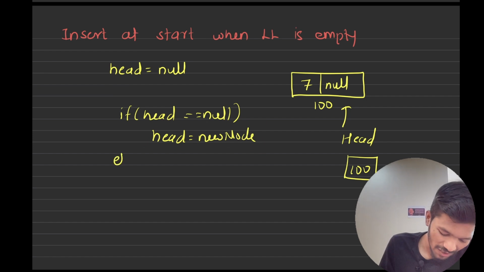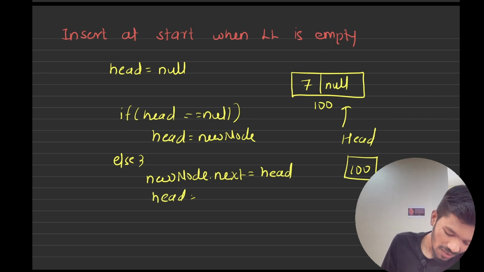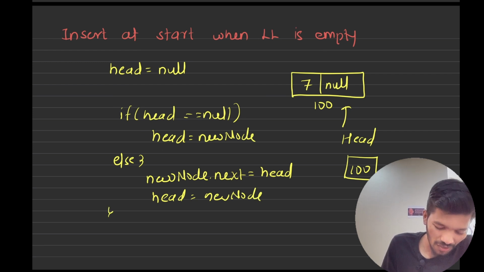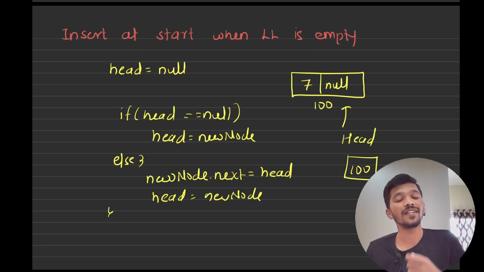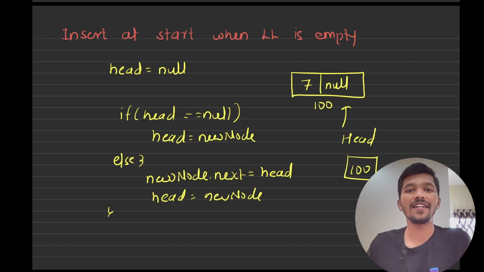Otherwise, what I need to do is make sure that the new node's address, or next, whatever you may call it, is equal to head, and then I bring head is equal to new node. This is how we can write code to insert an element at the start. I hope you came to know how we can insert an element or node at the start of my linked list. So let's move on to the IDE and write the code for this.